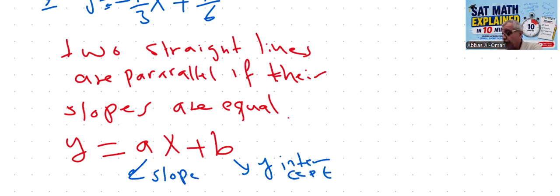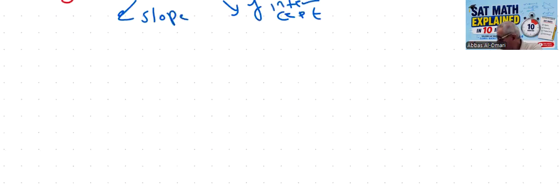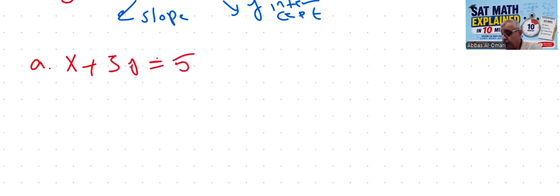So for our question, here we have y equals minus 1/3 x plus 1/6. So the slope of the line is minus 1/3. This is the slope, minus 1/3. So we are given different formulas. We have x plus 3y equals 5. This is one option. So let's start with this option.